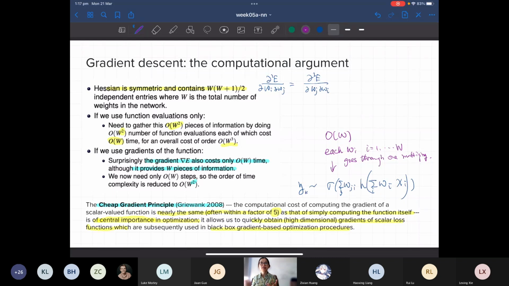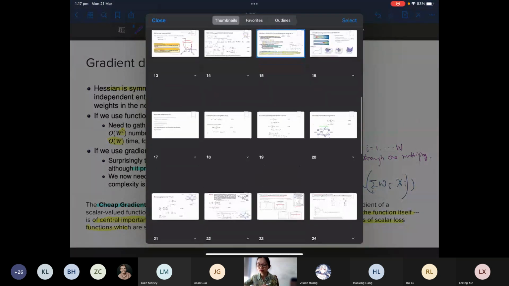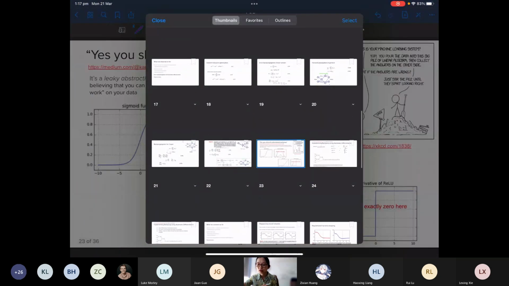So the claim of the cheap gradient is that, since computing the function needs W multiplications, but computing the gradient needs not more than 5W, they're roughly the same cost in big O terms. I hope that helps. So there we go, we go back to, okay, we have, yes.